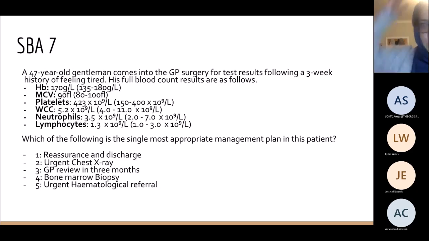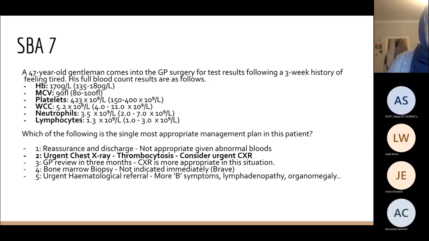This one's a little bit hard if you don't know the guidelines specifically. Okay, so just to go through it. Most of you guys have given the answer 5. The actual answer is 2, an urgent chest X-ray. Now, this is a really cheeky one because basically, this is if you either know the referral guidelines or you don't.